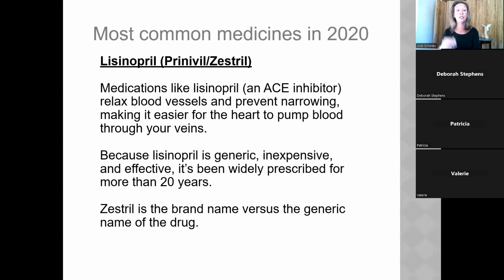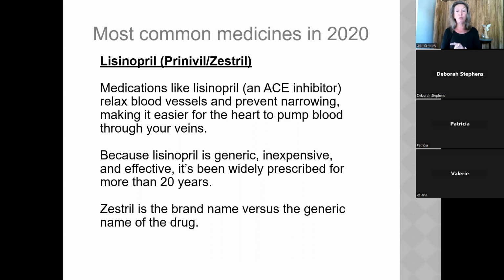Okay, so how does Lisinopril work? It works by relaxing the blood vessels. By relaxing the blood vessels, it prevents the narrowing of those blood vessels. So with hypertension, sometimes there's cholesterol that builds up in the blood vessels, and it makes them narrow. Medications like this, an ACE inhibitor, relax the blood vessels and allow for more space in those blood vessels. So as a result, it prevents backups. It prevents blockages.